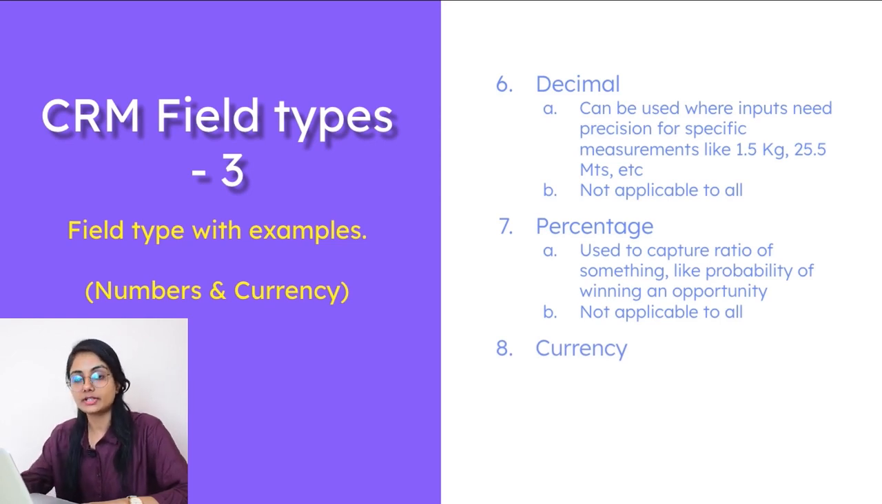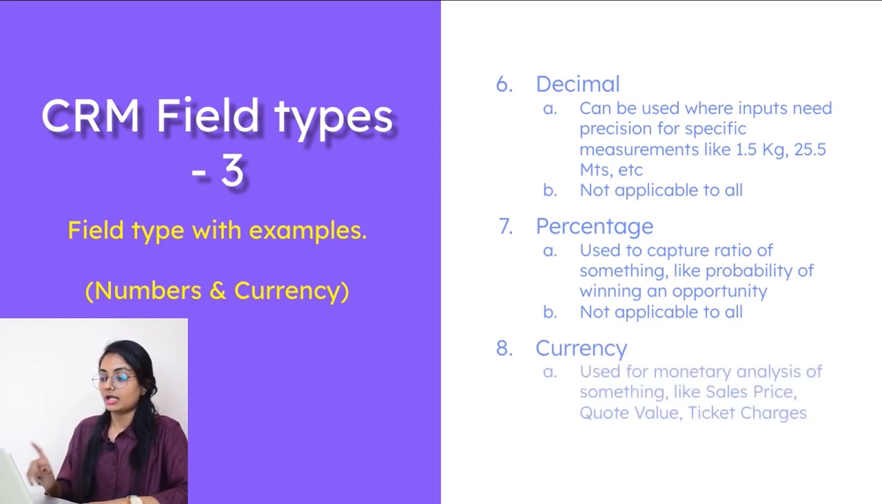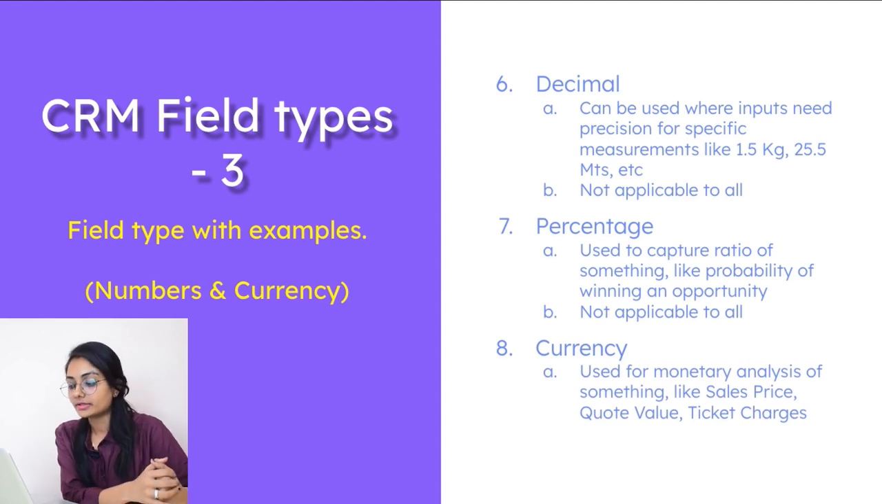Next input type we have is currency. Whenever you need monetary analysis from where you can track how much inflow is there or how much is the outflow, so in such cases, currency type is required. The best example of this field input could be sales price or the value of your quotation or the effort that your team puts in for ticket resolution and the charges that you request to the customer for it. So these ticket charges and all this kind of inputs are called currency input types.